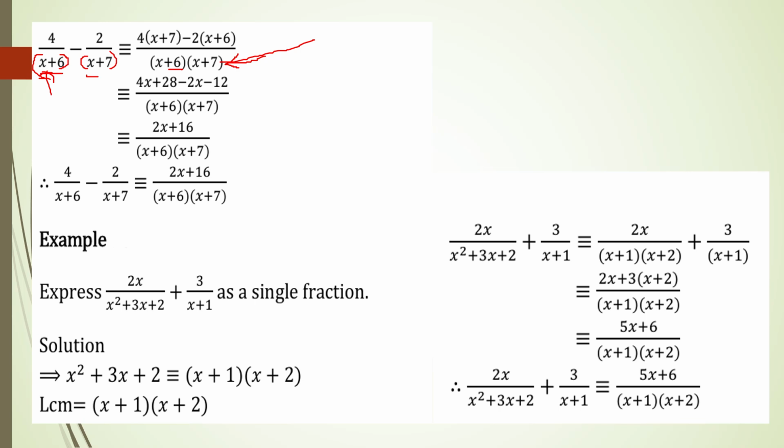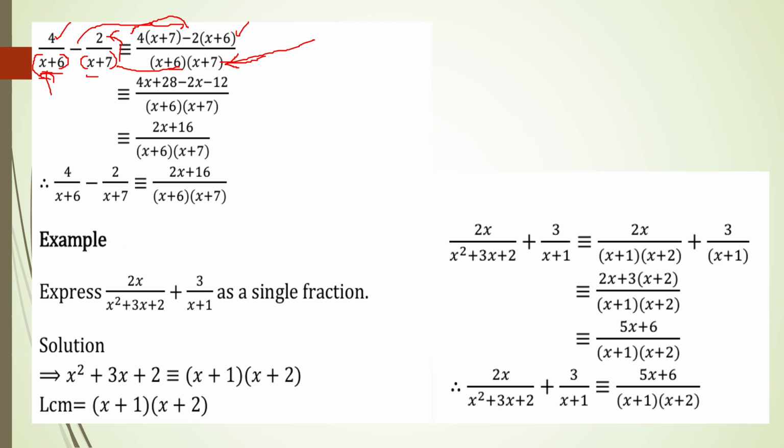And then you multiply it with the numerator, which is 4. That's why we ended up with 4 into bracket x plus 7. Then minus 2 into bracket. If you divide the LCM by x plus 7, you're going to remain with x plus 6. Then you multiply what you remain with by the numerator, and you get minus 2 into x plus 6.